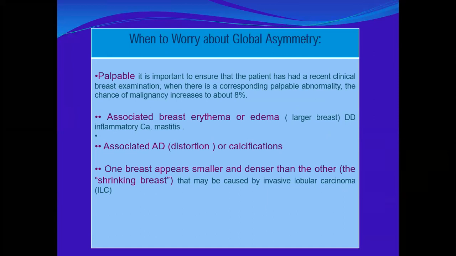And if it is associated with erythema or edema, then it can be inflammatory cancer or mastitis. If it is associated with architectural distortion or calcification, it becomes more worrisome. One of the differential diagnoses, when the breast gets smaller and denser, we call it shrinking breast, and they said this is associated with invasive lobular carcinoma. See? The infiltrative breast can be enlarged or it can be shrunken. If you remember, previously I showed you, in one of the lectures on asymmetry, maybe the second lecture, one case of this shrinking breast with malignancy.